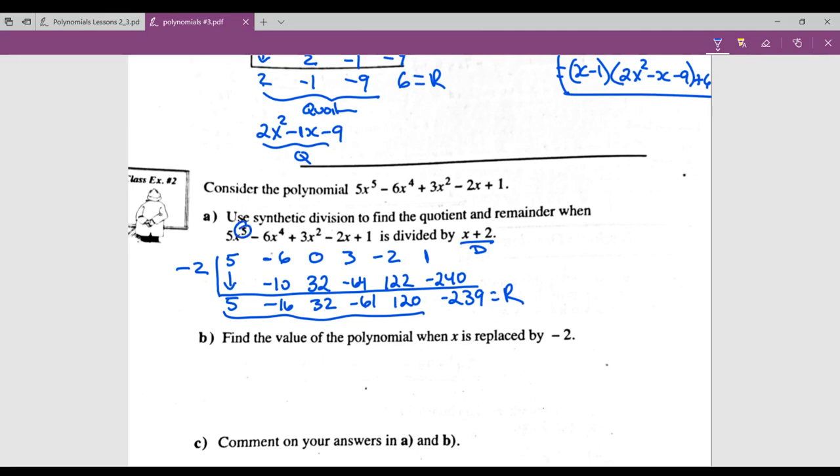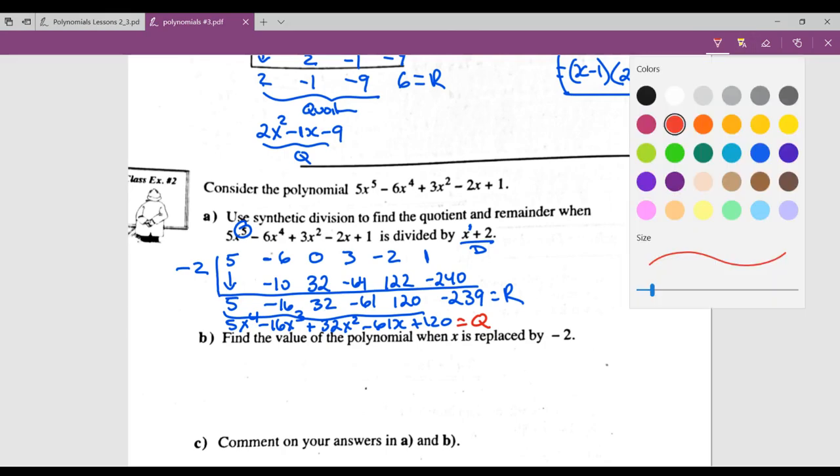And it was a 5th degree polynomial divided by a degree 1, so it should be 5x to the 4 minus 16x cubed plus 32x squared minus 61x plus 120. And that's it. That is your quotient. All right. They didn't ask us to rewrite it, so that's okay.